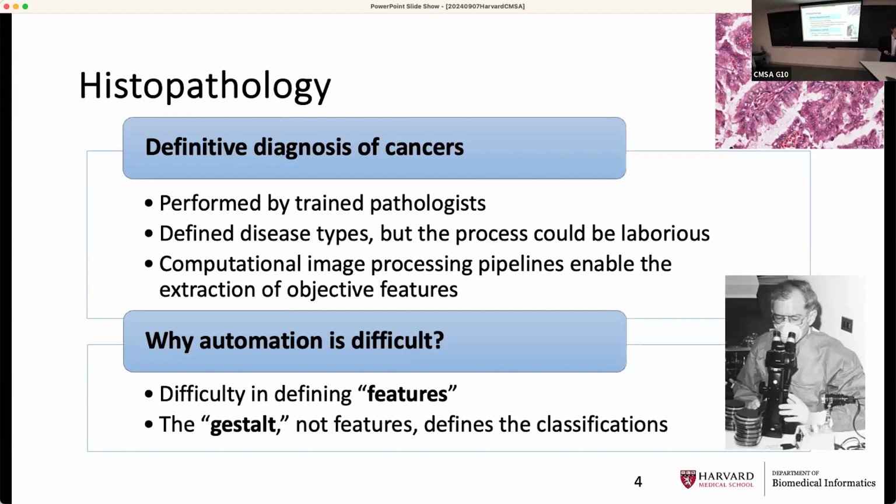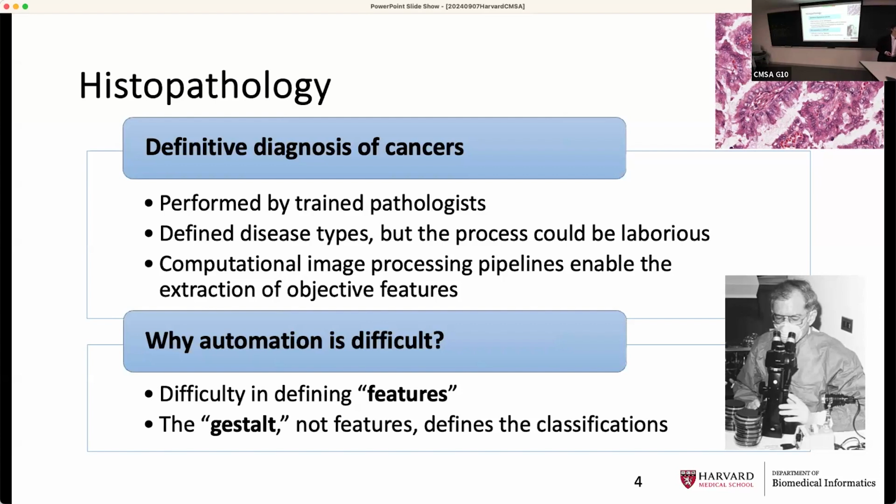But this process can be fairly laborious because in this approach, we have to have some experienced human being to read the microscopic slide, basically reviewing billions of pixels to arrive at their final diagnosis. So to address this issue, since a few decades ago, many computer scientists have been developing computational image processing pipelines to enable the extraction of objective features and to enhance diagnosis this way. But this attempt at automation turned out to be fairly difficult, largely because it's really difficult to define the exact features useful for our diagnostic purposes.